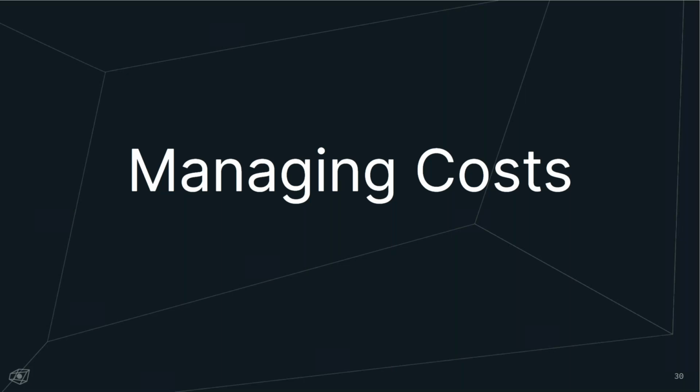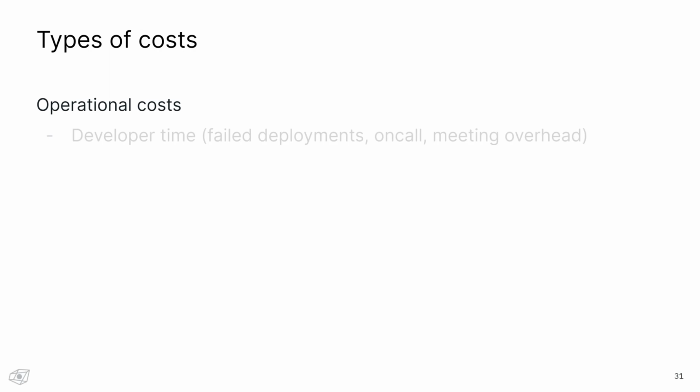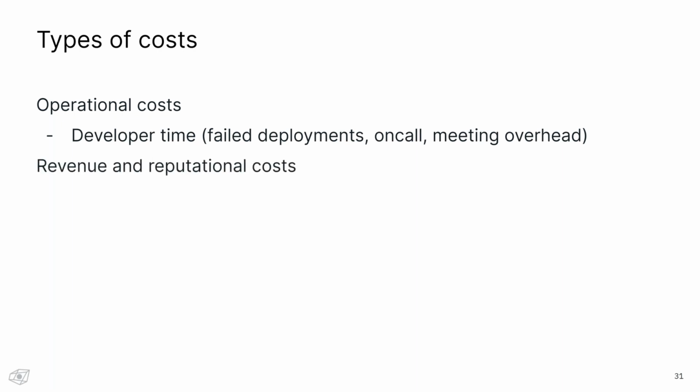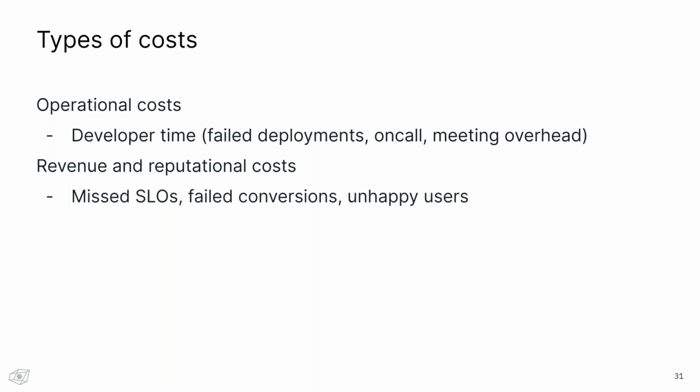Finally, I'll talk about how tracing helps you manage costs. So a lot of things we talked about impact cost, right? Developer velocity impacts cost, performance of your application impacts cost. And there's kind of two types of costs. Or three types of costs. There's OpEx or developer time costs. And then there's sort of your revenue and reputational costs. Like, am I failing to convert? Are people unhappy? But there's also this infrastructure cost.